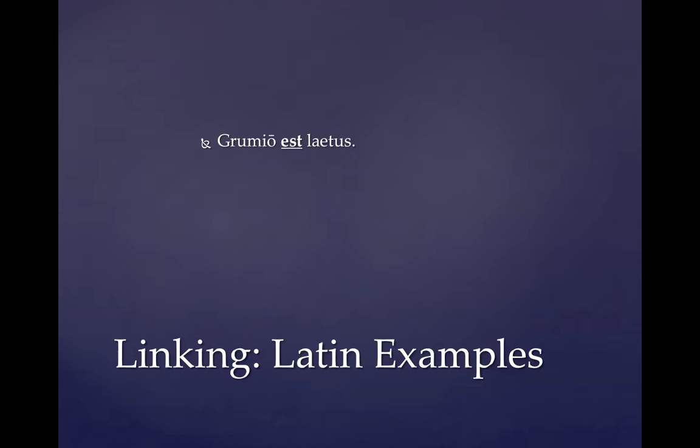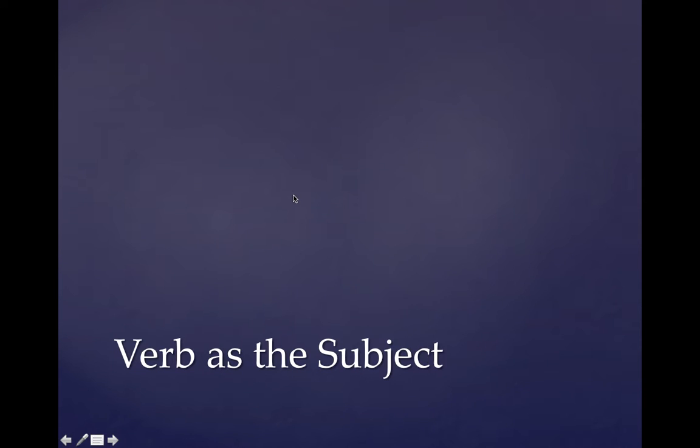All right, some Latin examples. Grumio est laetus. Grumio is in the nominative, therefore laetus is in the nominative. So laetus here is a subject complement. Mater et pater sunt irati. Ooh, that's a typo. Et should not be underlined. That means and. Sunt should actually be underlined here. That's our linking verb. So, mother and father are angry. Tu es calida, you are smart. So tu is in the nominative, calida is in the nominative.